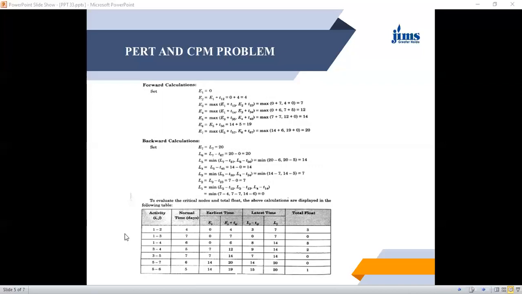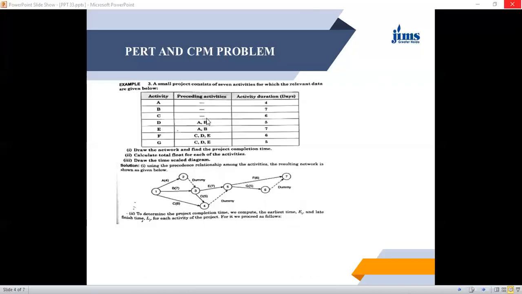Now, find out E3. See, E3 means 1, 3 is what? E1 plus T13, and another is E2 plus T23.